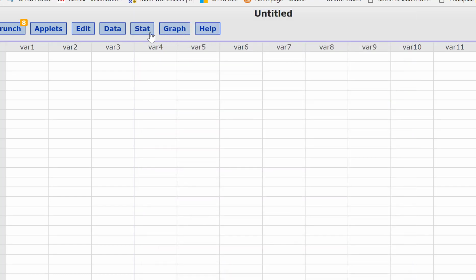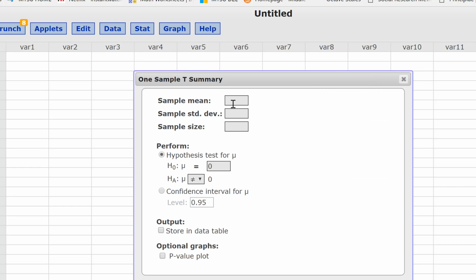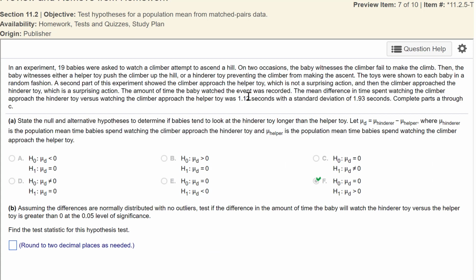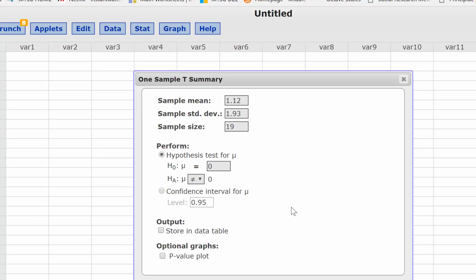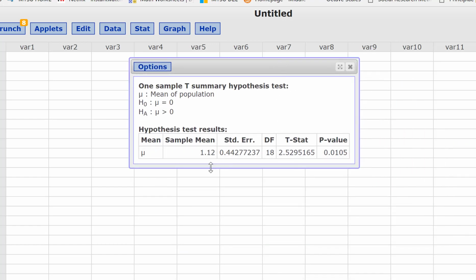Close out of that. But if you're given the raw data, that's where you go. One sample with summary. So what is our sample mean, standard deviation, and sample size? We have the sample mean at 1.12 seconds, and then the standard deviation at 1.93, and we have 19 babies, so we've got everything we need right there. And we're testing to see if this is greater than 0. Press compute. Okay, so we have our sample mean 1.12, our test statistic at 2.53, and our p-value at 0.01.